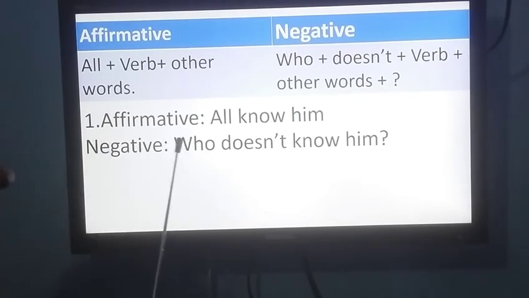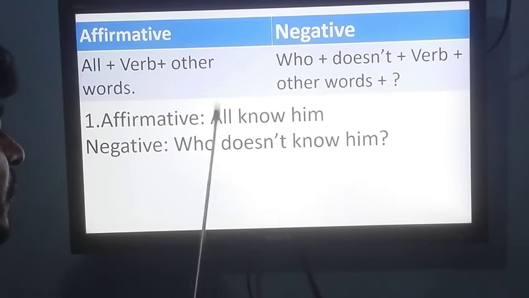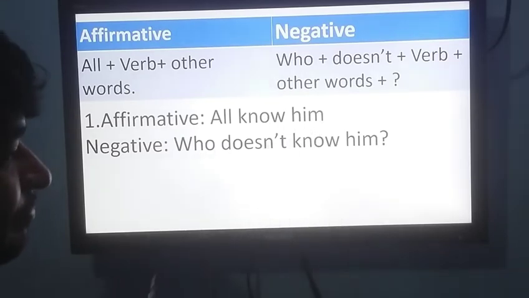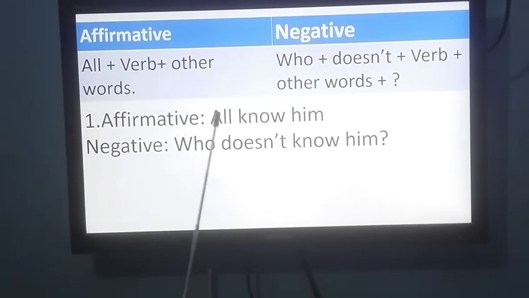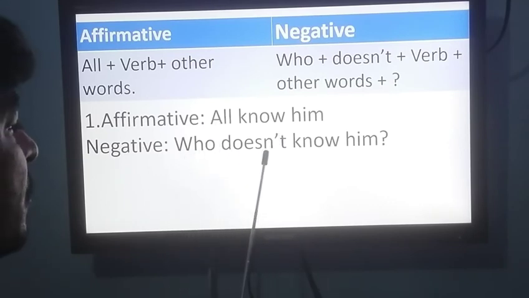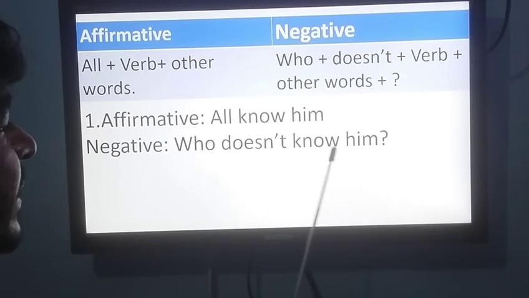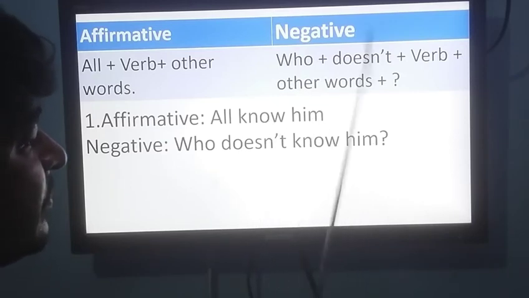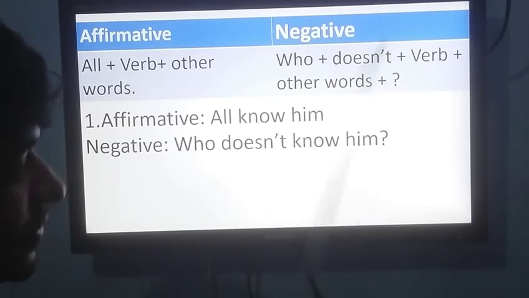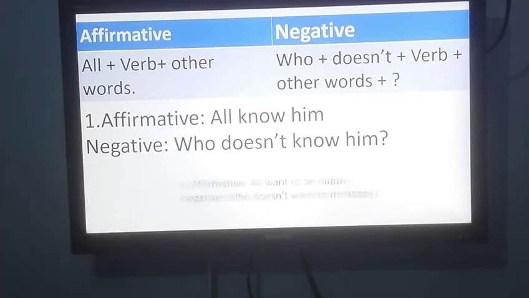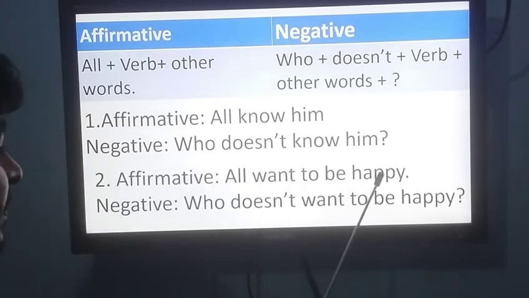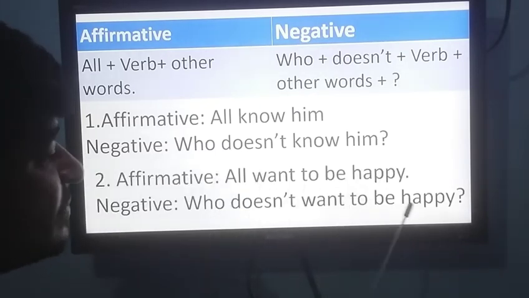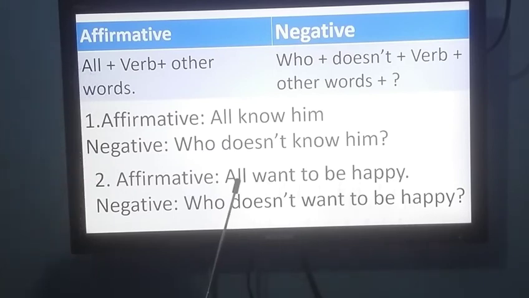In affirmative sentence, all know him. Who doesn't know him? Here all has been abolished. In place of all, here who doesn't has been used. Then the verb, then other words of the sentence, then the note of interrogation has been used here. Okay, see the next example. All want to be happy. Who doesn't want to be happy? In place of all, we have used here who doesn't.